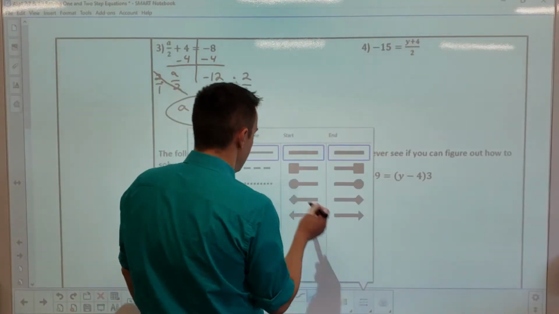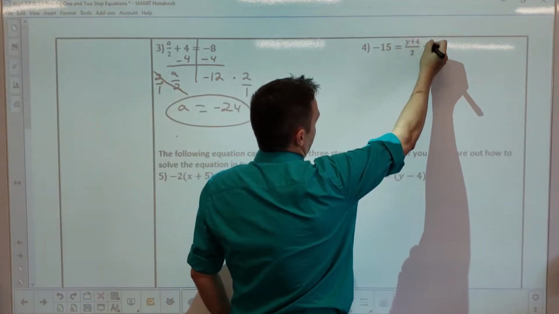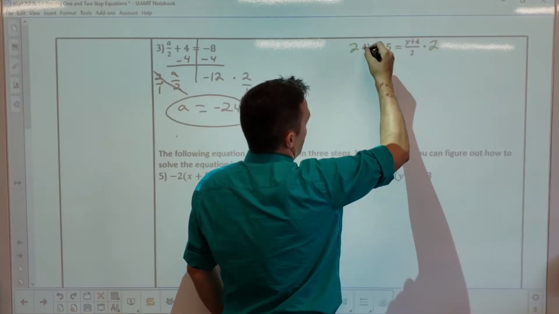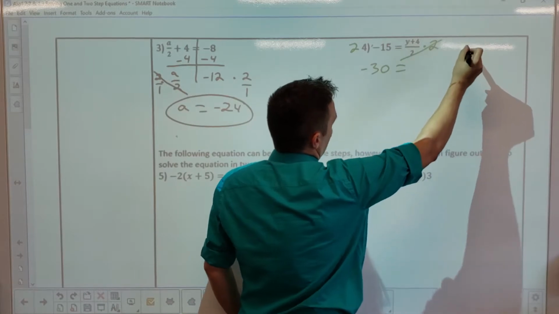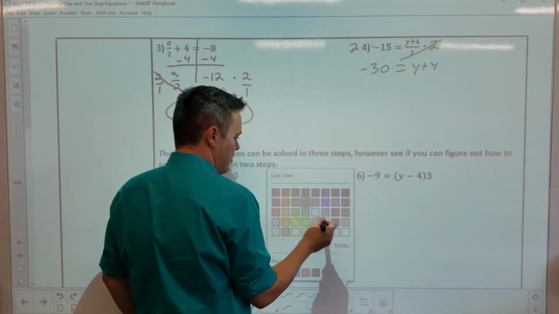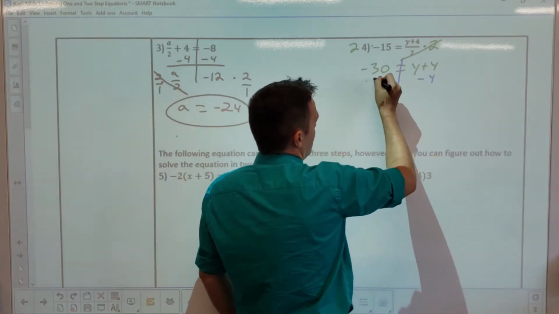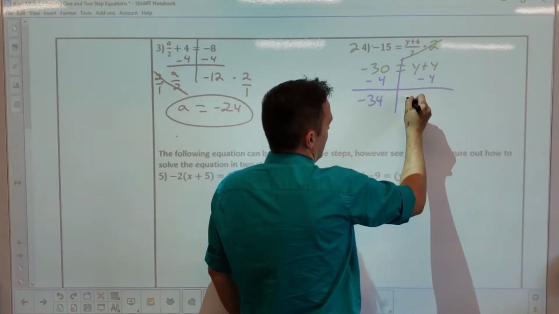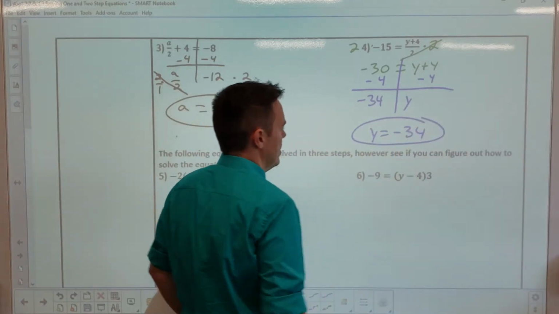All right, hopefully as you guys pause the video and go from there, make sure you get rid of the fraction first. So I'm going to multiply everything by 2. Because if I do that, then, ladies and gentlemen, this becomes negative 30. And then these cancel out. So it's going to be y plus 4. Then you do your simple substitution aspect. Divide it in half. Negative 4, negative 4. So this is going to be negative 34 and y. So y equals negative 34.